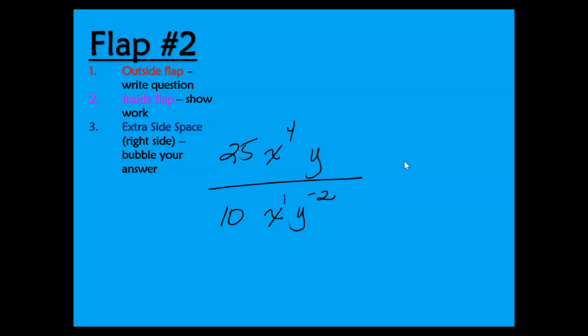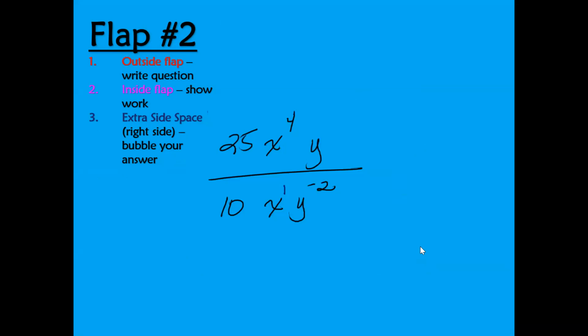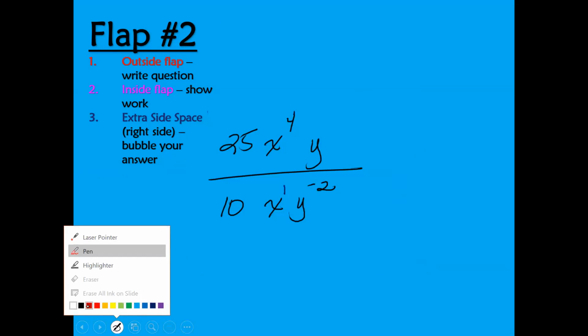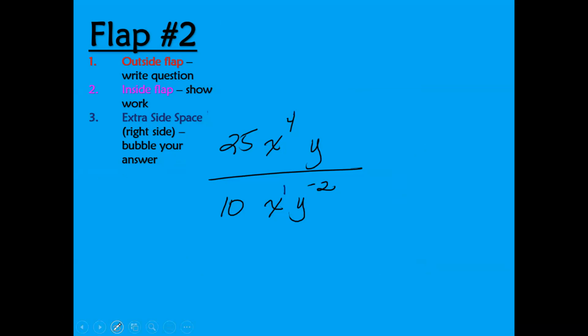Okay, flap number 2. Take a look at the question. With this one, it is a division. So what you're going to do is go ahead and divide it. So 25 over 10, you can reduce it by 5. Looking at this part right here, we have 25 divided by 5, which is 5, and 10 divided by 5, which is 2.